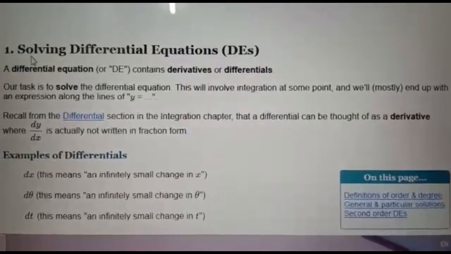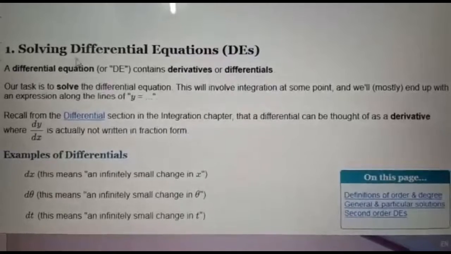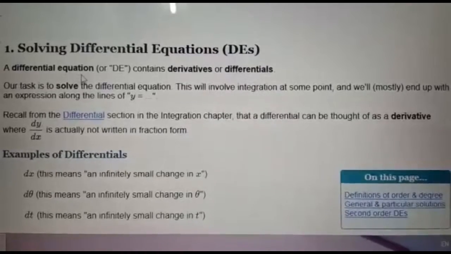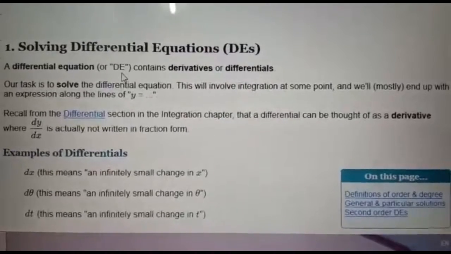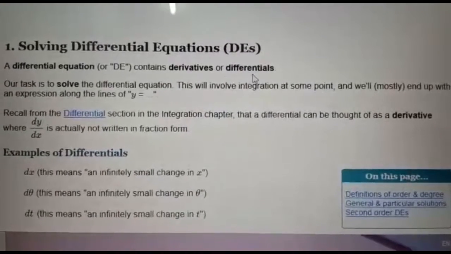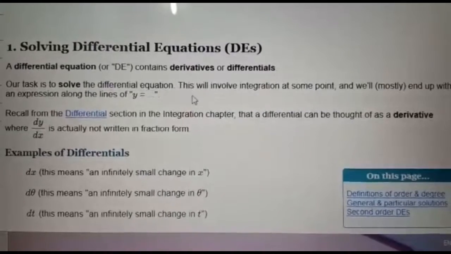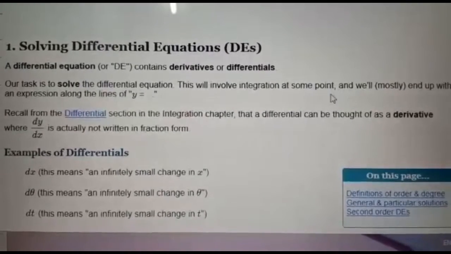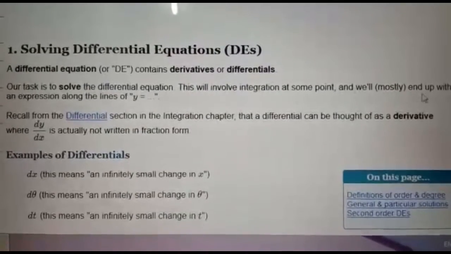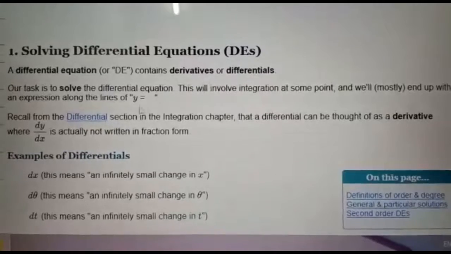So today we discuss the solution for solving differential equations. A differential equation contains derivatives and differentials. Our task is to solve the differential equations. This will involve integration at some point, and we mostly end up with an expression along the lines of y equals blah blah blah.